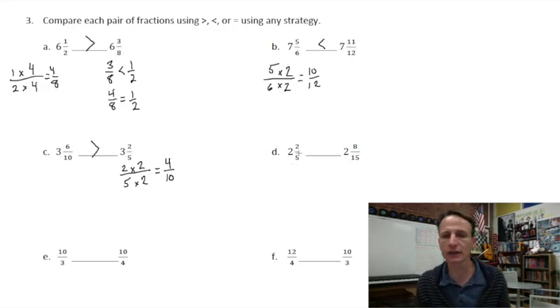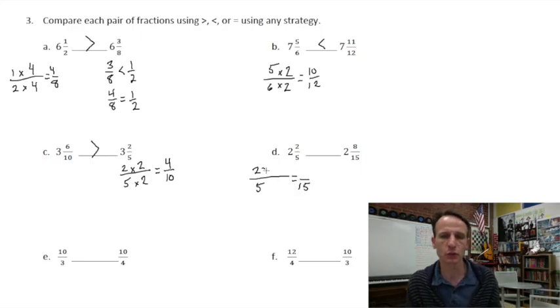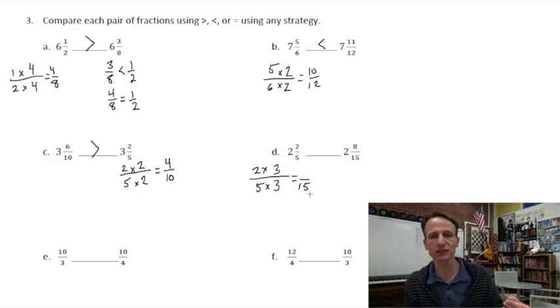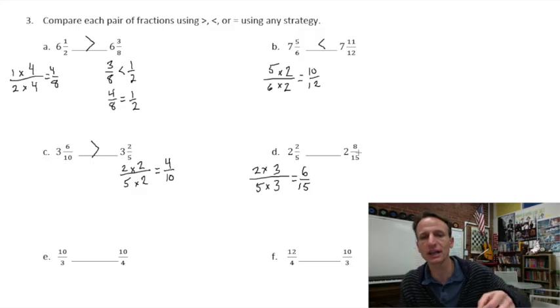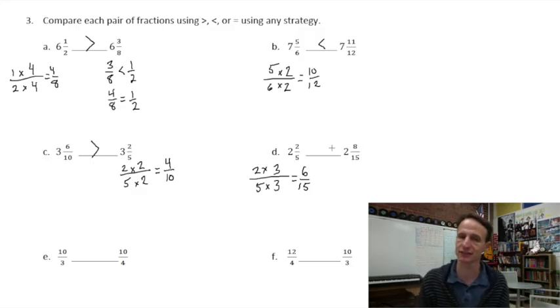And here again, we're looking at fifths and 15ths that we're comparing. So I can see that, hey, I can multiply fifths to get 15ths, and I only have to change one of the numbers. So what's the factor here? 5 times what is 15? Right, 3. So 2/5 times 3/3 is how many 15ths? Well, 2 times 3 is 6. So now I'm comparing 2 and 6/15ths to 2 and 8/15ths. I could see that 6/15ths is less.